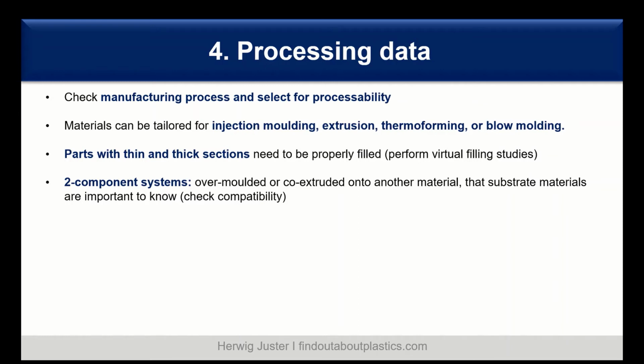And also in two-component systems, when we have overmolding or co-extrusion onto another material, we have to check that the substrate, the base material, is known, and that the compatibility is okay between the two components.